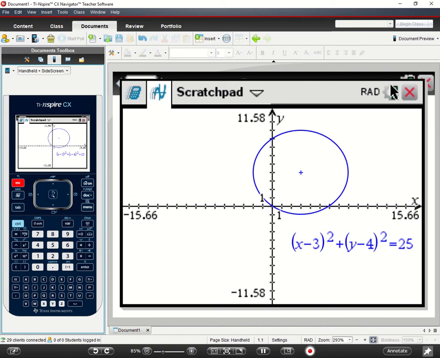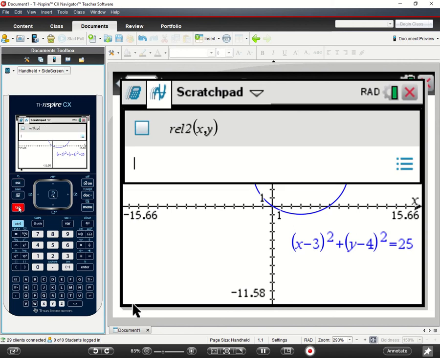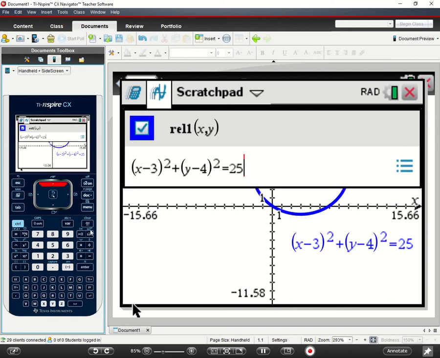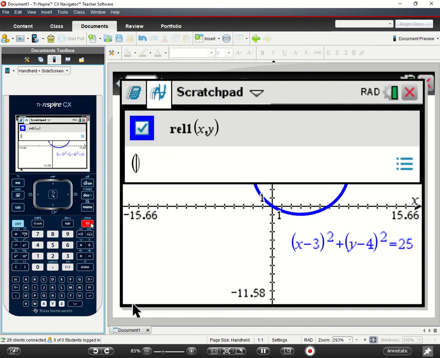Everyone, pick up your calculator. From right here, if you hit tab, up, and then clear it, you could actually change this. Just delete. There we go.